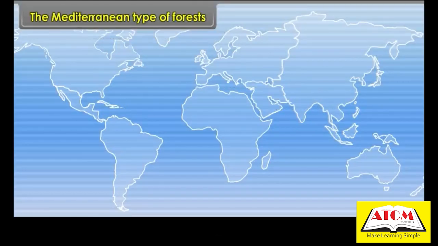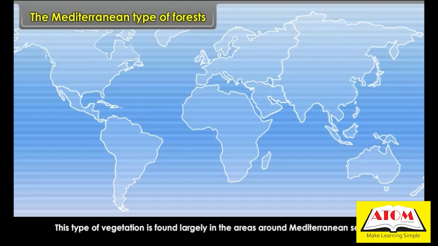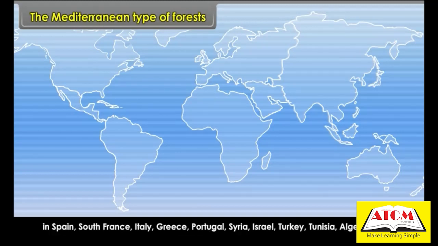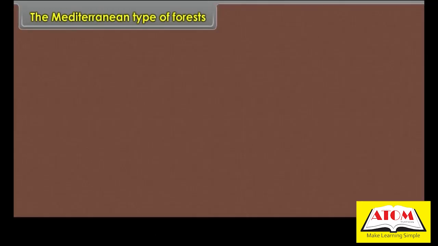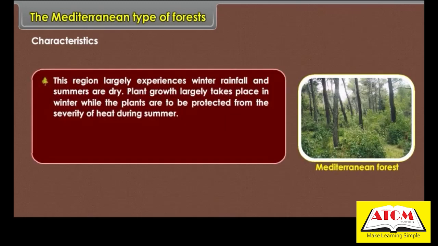The Mediterranean type of forests. This type of vegetation is found largely in the areas around the Mediterranean Sea in Spain, South France, Italy, Greece, Portugal, Syria, Israel, Turkey, Tunisia, Algeria, Morocco, California, Central Chile, etc. Characteristics. This region largely experiences winter rainfall and summers are dry.